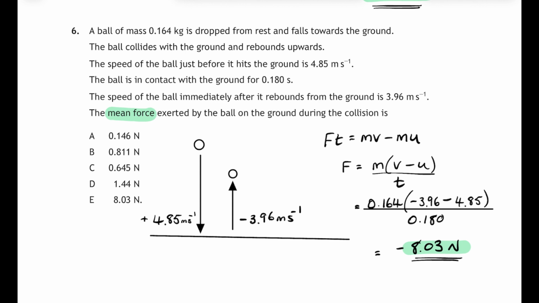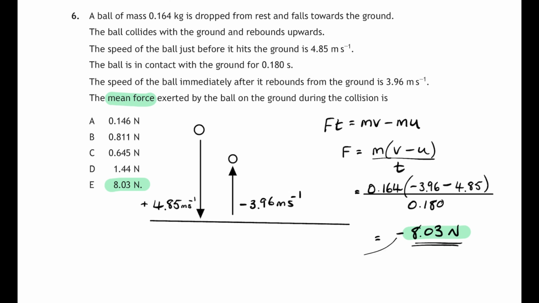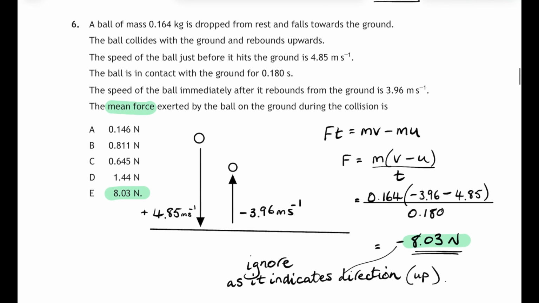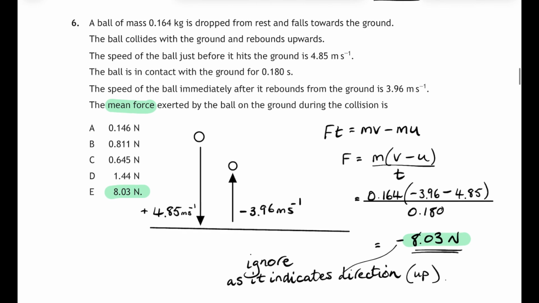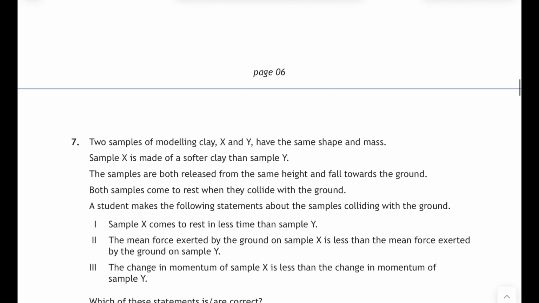Now don't worry about the negative sign because that is the force of the ground on the ball. The question is actually saying what's the mean force exerted by the ball on the ground. So it's just the opposite of that. So we're going to ignore that negative sign as it's just indicating a direction. So the answer, 8.03 newtons, is the force of the ball on the ground. That's answer E. Okay, moving on, question 7.